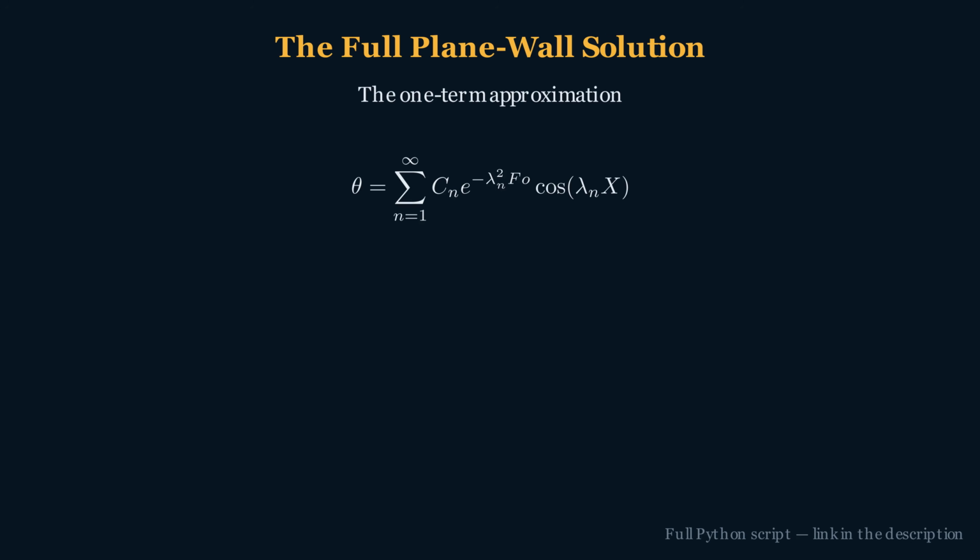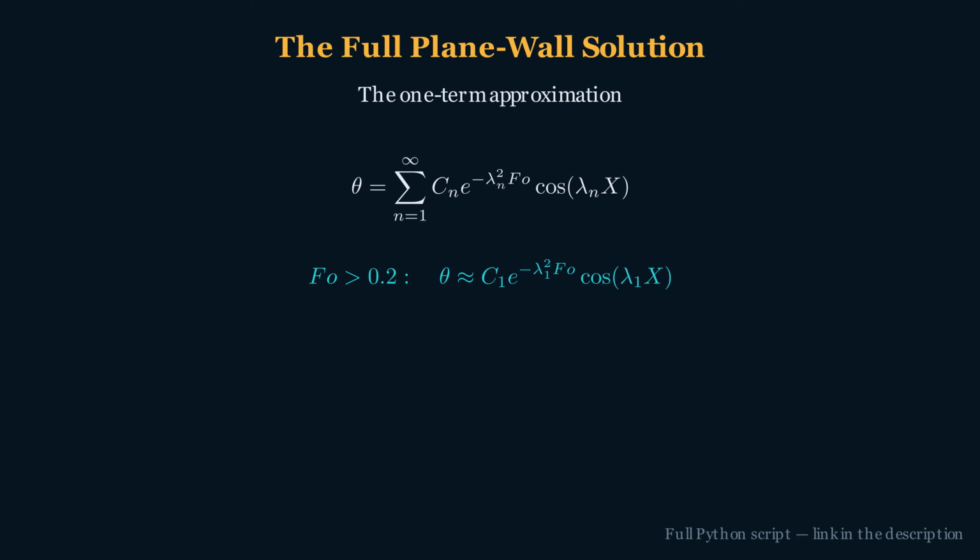We now have the complete, exact solution: an infinite sum over every eigenvalue. But the eigenvalues grow with n, roughly lambda n is about (n minus 1/2) times pi, so lambda 2 squared is already several times lambda 1 squared. Since every term decays as e to the minus lambda n squared Fo, the second term and beyond die out far faster than the first.